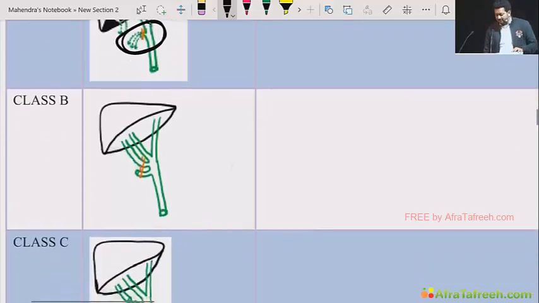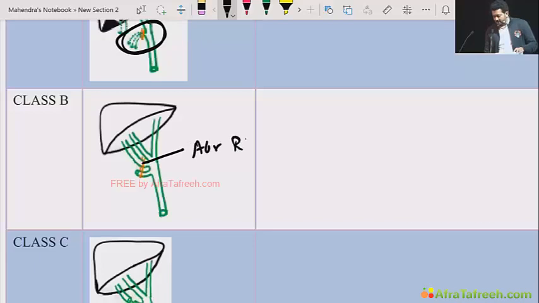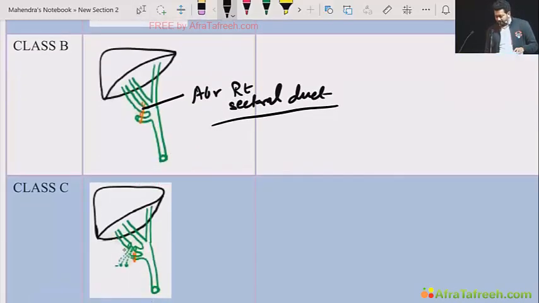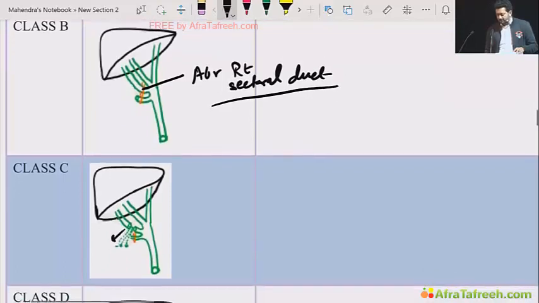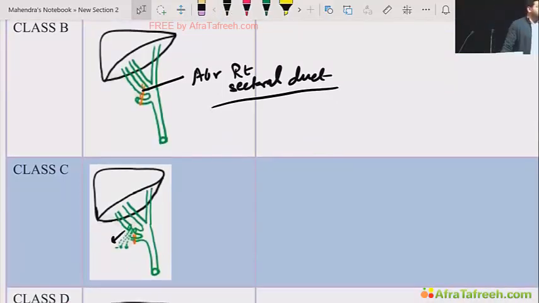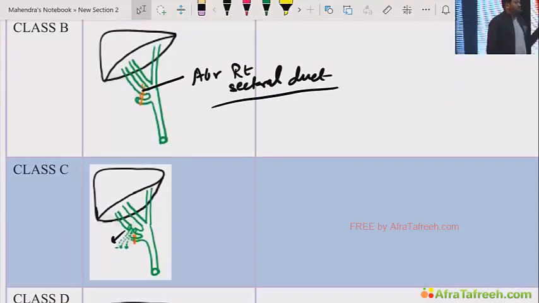Class B is when there is ligation of the aberrant sectoral duct. This is the aberrant right sectoral duct, and if you don't see this and you ligate it, it is class B. Class C is when there is bile leak from the aberrant sectoral duct. Remember, in class B there is no bile leak. This was a question: in which type of injury you will not see bile leak. In class B there is no bile leak, but in the rest you will see the bile leak.